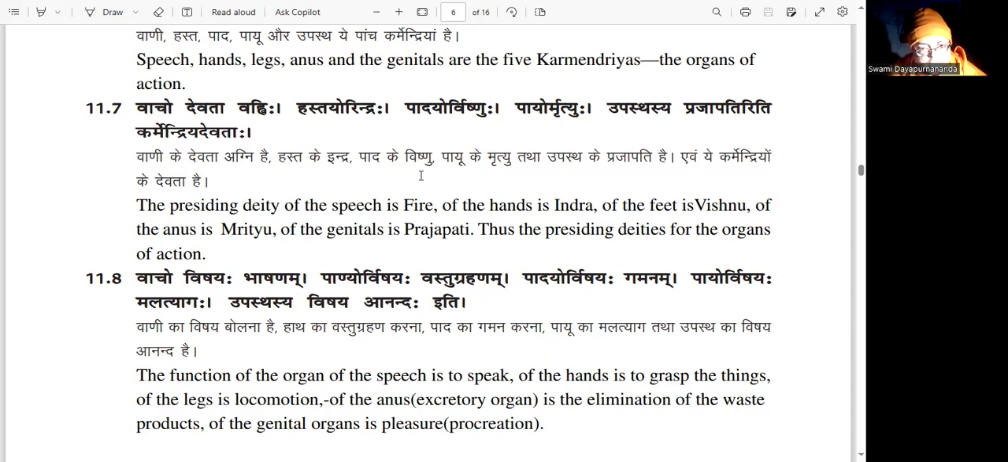Payu ka vishay malatyag hai. Of the anus, the excretory organ, the function is the elimination of waste products. Again, I said waste product, it is more than just the anus; it also includes the passing of urine, whether through the kidney or the intestine. Both ways it is said in the external body, in the Sthula Sharira.